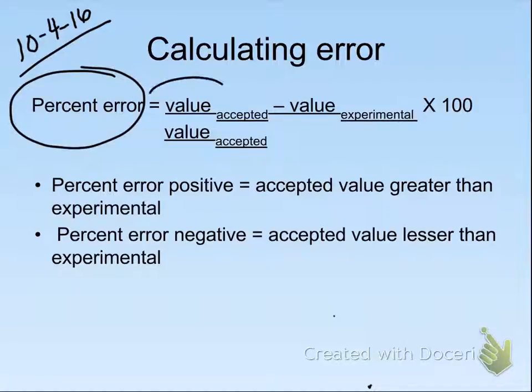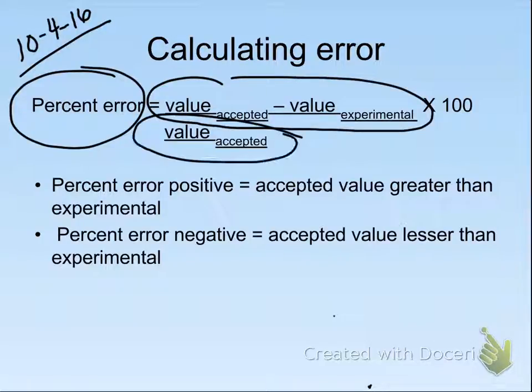It's the difference between the accepted and the experimental value divided by the accepted value times 100. The accepted value is whatever's true and correct when we're talking about error. When we were talking about loss, we were using the total sample to start with minus what you recovered, divided by the total sample. It's the same concept. And just like with loss, you can have a positive or a negative error.